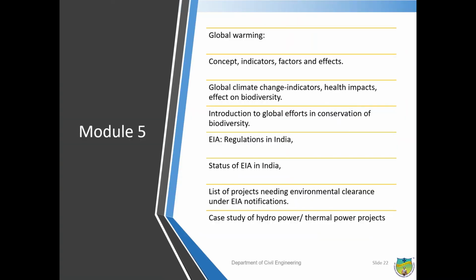Module 5 will deal about global warming. Global warming is the slow increase in the average temperature of the Earth's atmosphere because an increased amount of the energy striking the Earth from the Sun is being trapped in the atmosphere and not radiated out into the space. We will be discussing on the global efforts in conservation of biodiversity, environmental impact assessment regulations in India, status of EIA and the other case studies on power, hydropower, thermal power projects, etc.